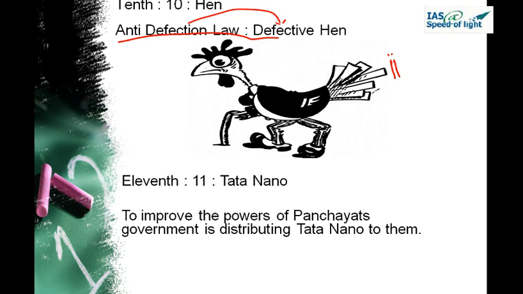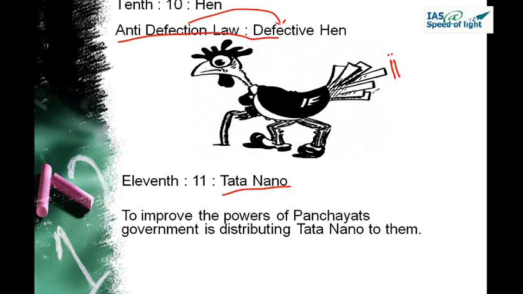11th schedule, and 11th is TT and Tata Nano, and it talks about the Gram Panchayats. So improve the power of the Panchayats. Government is distributing Tata Nano to them. Okay, so now these panchayats, they don't have much resources. So now what government is doing, they are distributing Tata Nano to all the Gram Panchayats so that they can keep rounding their villages, and they can meet more people and do more better work.